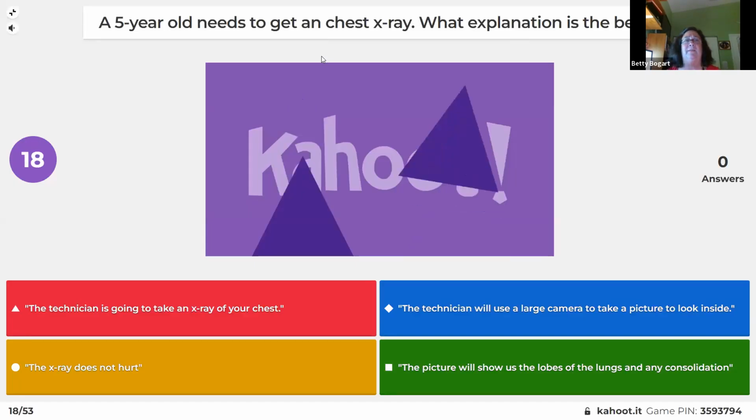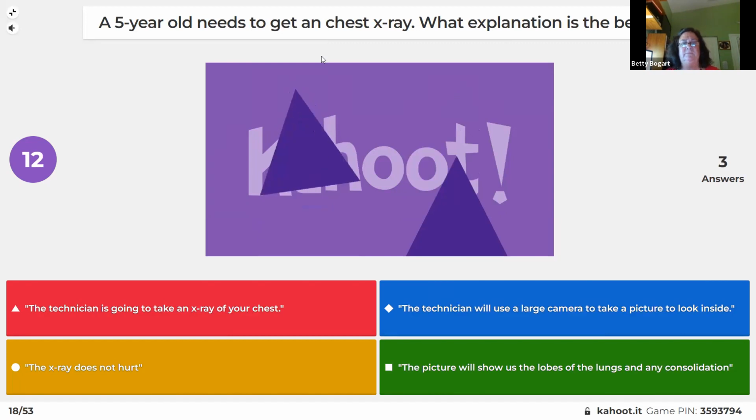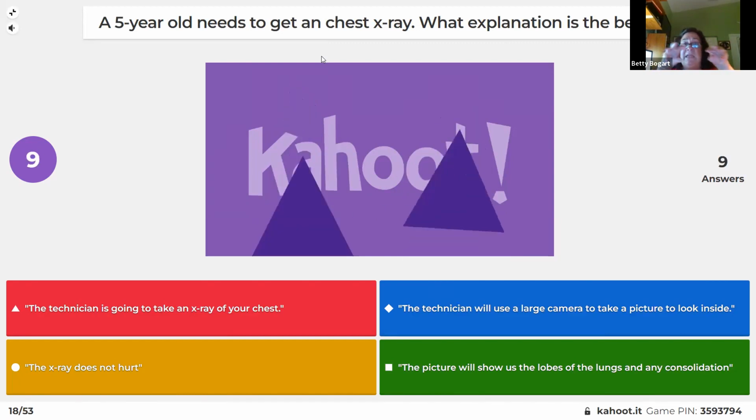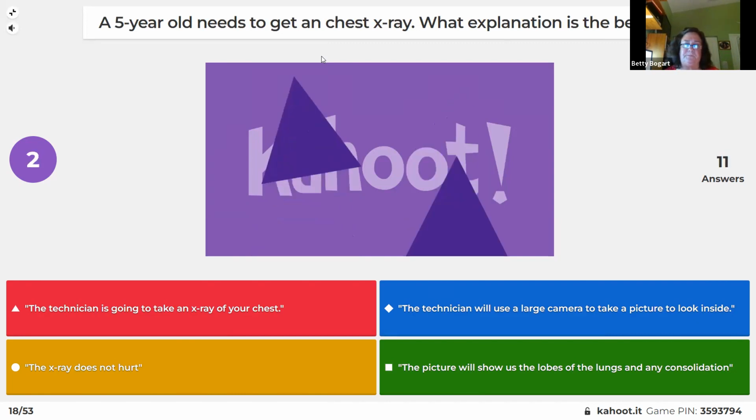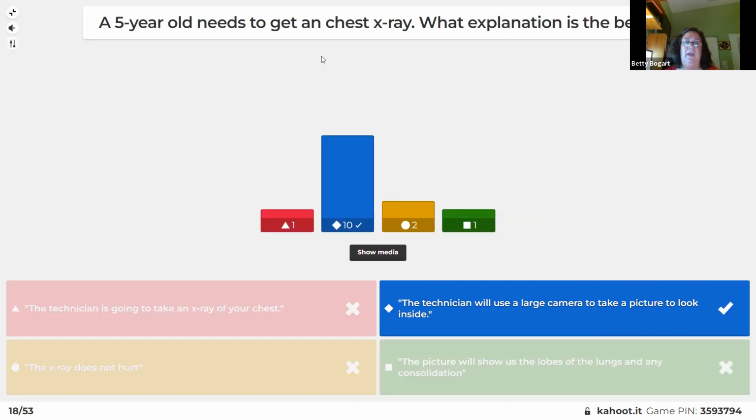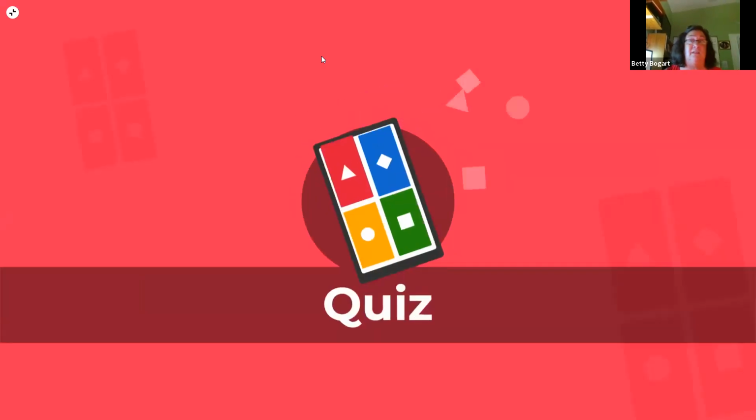A 5-year-old needs a chest x-ray. What explanation is best? 5-year-old, 6-year-old, 7-year-old? What would you tell them? The gamma rays are going to come out and get you. Taking an x-ray, we're not going to use those words, because they think of things coming out and zapping you with lights and lasers. To tell them it doesn't hurt doesn't mean anything to them. But a large camera, take a picture, it's not going to hurt you, and then tell them, I'll show it to you when you come back to your room. That's okay. And they're not going to be nervous and you'll be able to get the x-ray done easily.